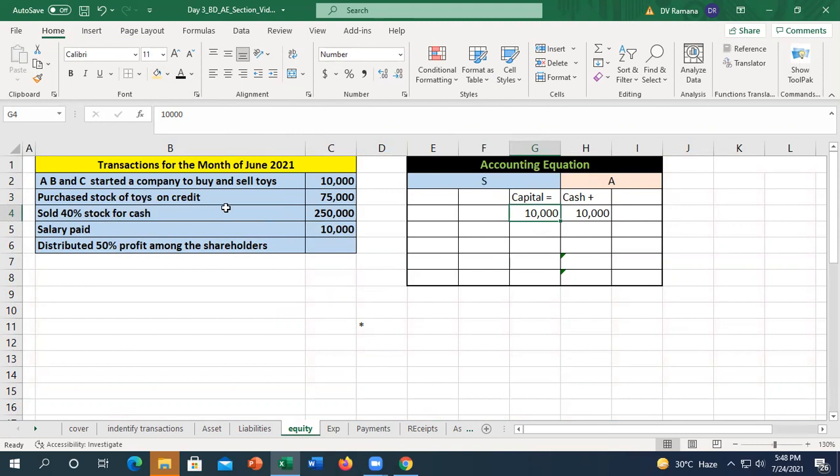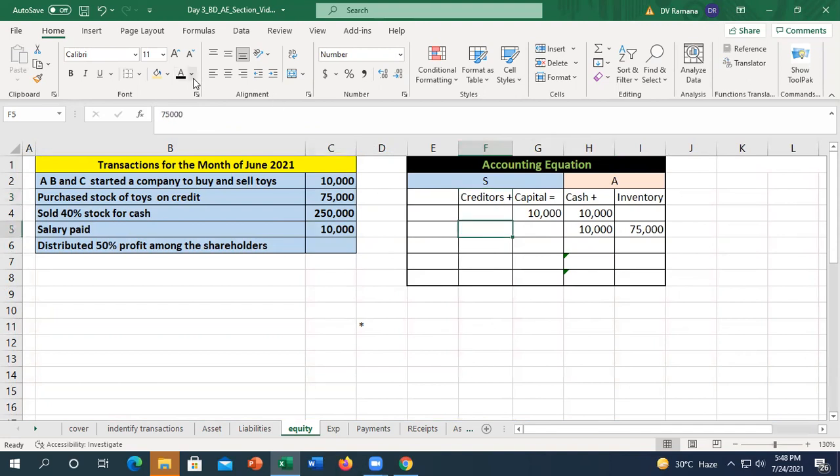Purchase stock of goods on credit. So another asset, stock, comes into the picture and the corresponding value is 75,000. And this stock they purchased not for cash, so no change in cash, but a liability comes into the picture, and that is the creditor. The value of the liability will be equal to the value of the asset which has been purchased on credit. No change in the capital.